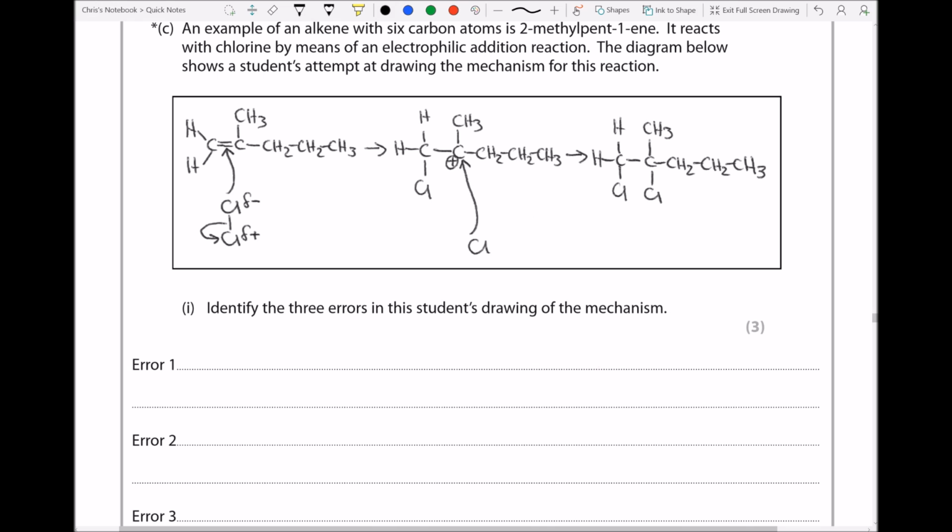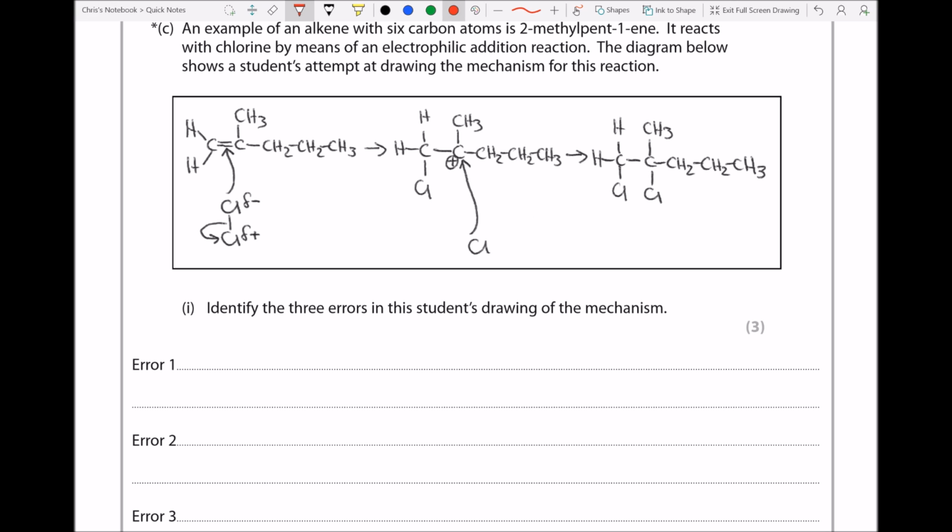Okay, so an example of an alkene with 6 carbon atoms is 2-methylpentene. It reacts with chlorine by means of an electrophilic addition reaction, and the diagram below shows a student's attempt at drawing the mechanism for this reaction. So there's the attempt. Okay, so there's a few mistakes there. Identify the 3 errors in this student's drawing of the mechanism. Right, I'm going to try and label this on the diagram, so it makes it a little bit easier for you to see.